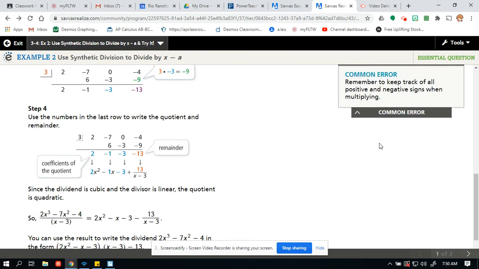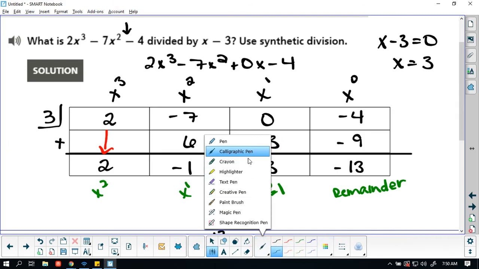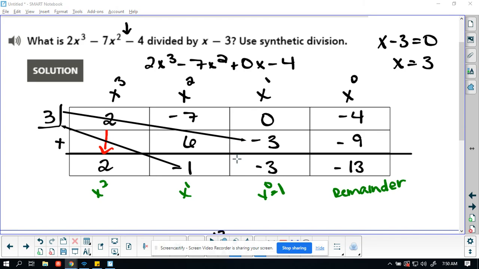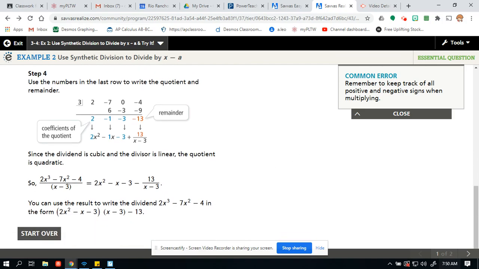All right, so the common error here is to remember to keep track of all the positive and negative signs when multiplying. So again, here, this is a -1. -1 times 3 is going to be that -3. So make sure you're keeping track. We're multiplying this to this, and then putting it into this box. Move it one over. So make sure you are keeping track of your signs.